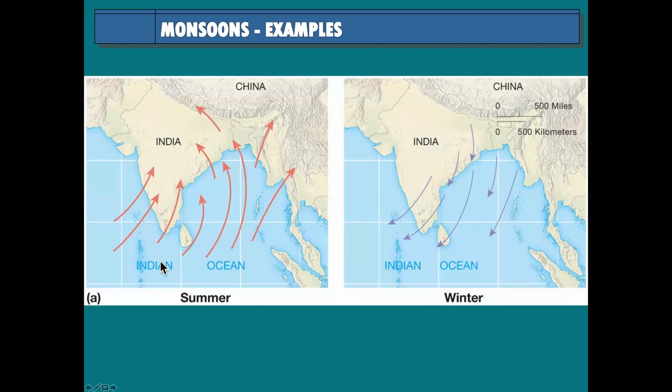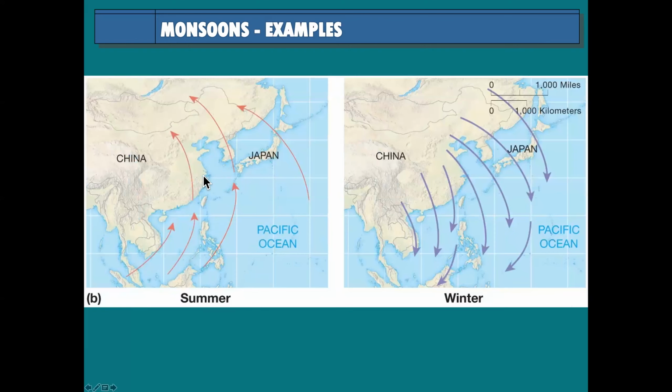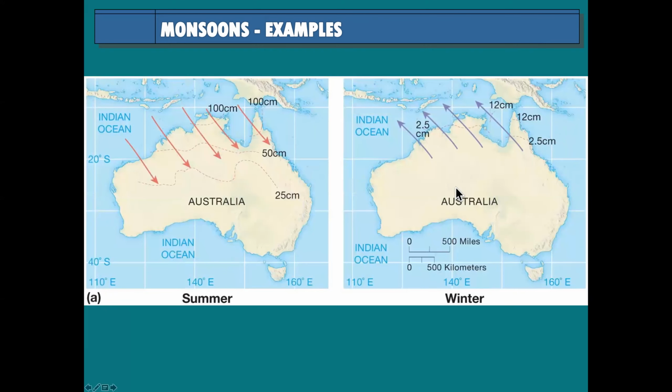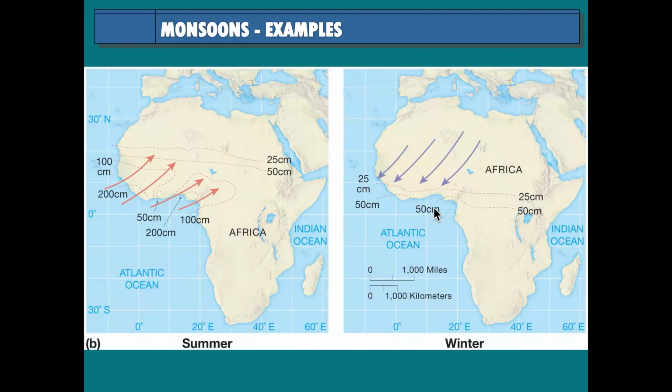So this is India during the summer. Notice the wind coming out of the Indian Ocean. Yet during the winter, coming down the Himalayas. So this is dry, this is wet. China, Vietnam, the Philippines. Wet, dry. Australia, dry, wet. Air coming out of the equator, basically, very wet. Air coming out of the middle of Australia, very dry. Africa, air coming out of the Sahara, very dry. Air coming out of the equator of the Atlantic Ocean, a very warm ocean, very wet.